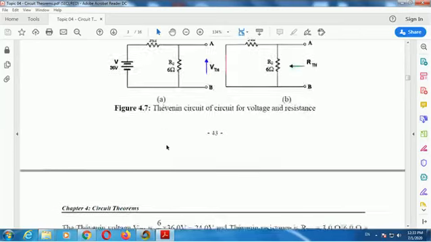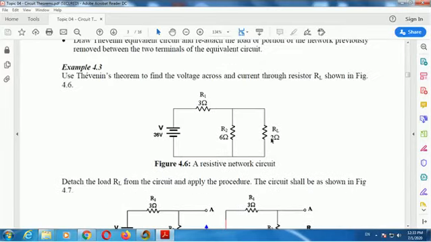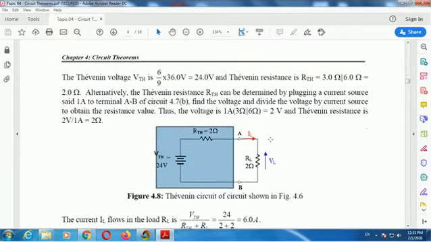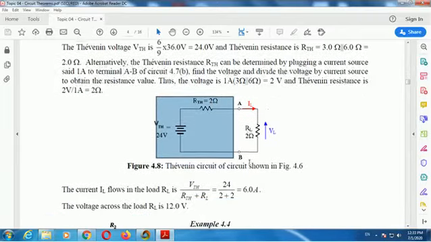RTH is 2 ohm, R load is also 2 ohm. This is not necessarily the same; RTH and R load are not necessarily the same. So to find the load current IL, it is VTH 24 divided by 2 plus 2, 6 ampere. That 6 ampere through here, the voltage will be 6 times 2, 12.